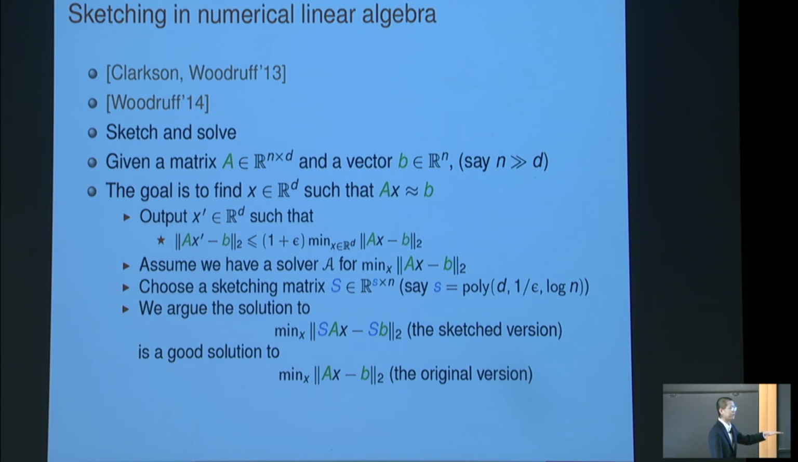Also, this idea only works for n greater than d. If n is the same as d, this doesn't work. There's no point to sketch. At the end, you just run a solver on this small problem, then you are done.